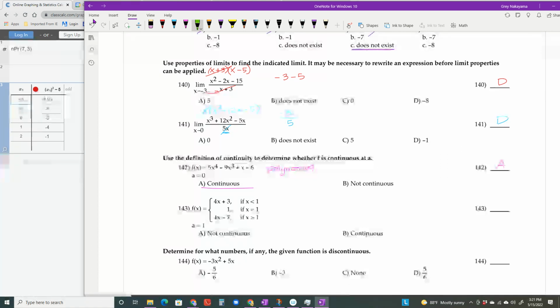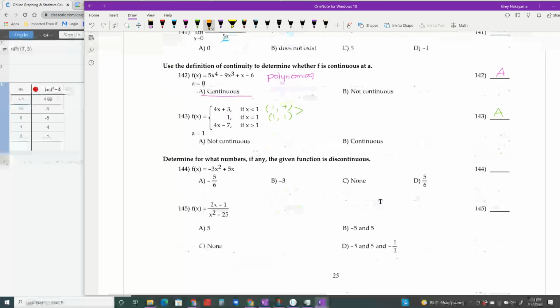All right, this next one, I have a piecewise function, so I'm actually going to have to plug in. I got to see what happens. If I put a 1 here, then I get 7. If I put a 1 here, I get 1. Well, that's enough right there to say they're not the same. They're not continuous because those numbers are not the same, so my answer is A.